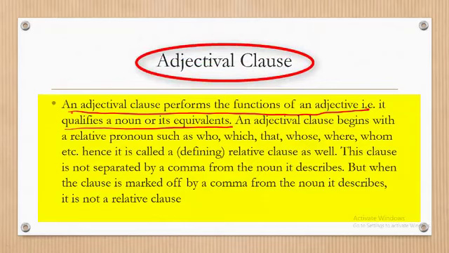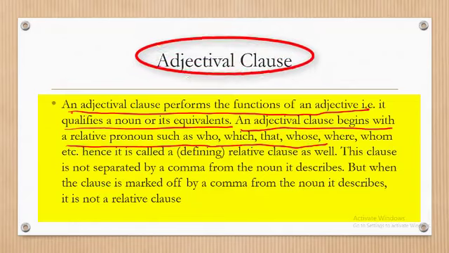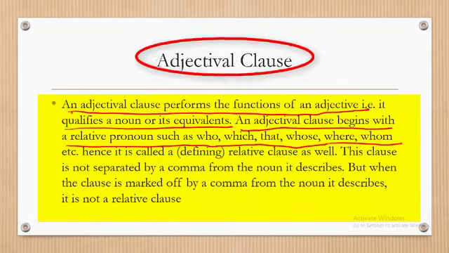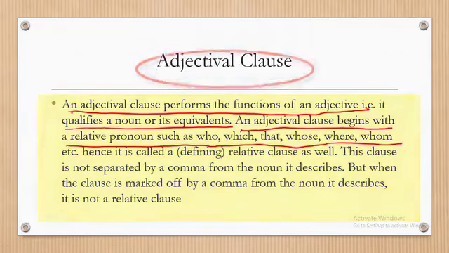And how do we identify adjectival clauses? Most times they begin with a relative pronoun. Most times they begin with what? Relative pronouns. We have who, that, whose, where, whom, etc. So that's how we can identify an adjectival clause. And also take note that they are always marked off by a comma.